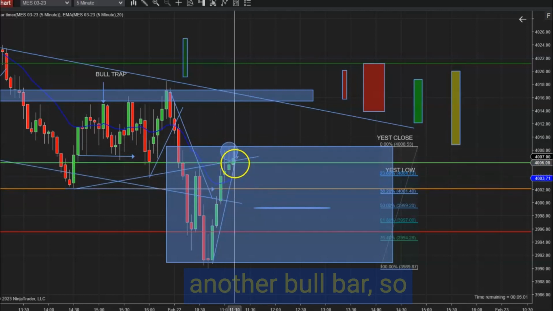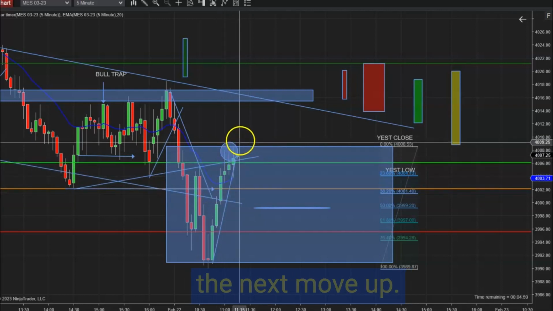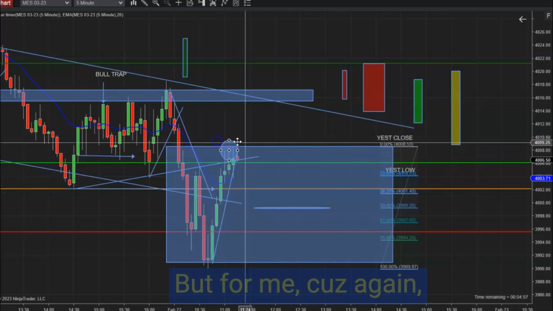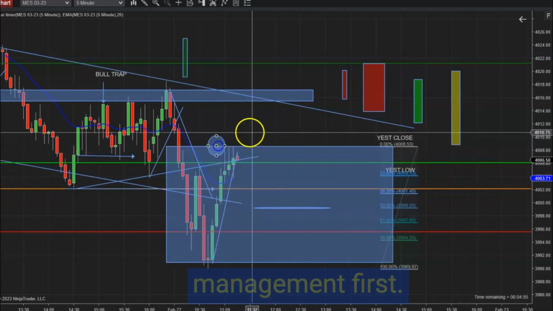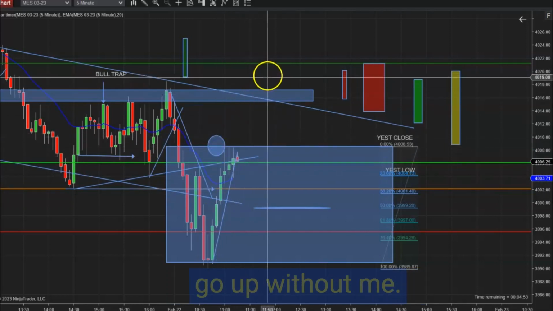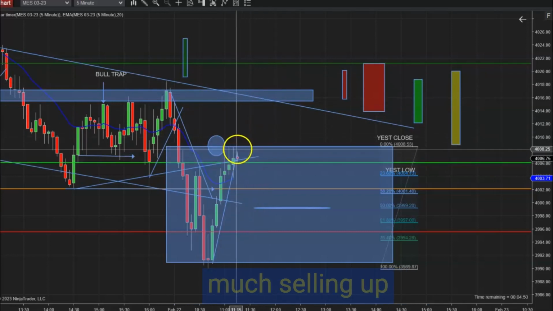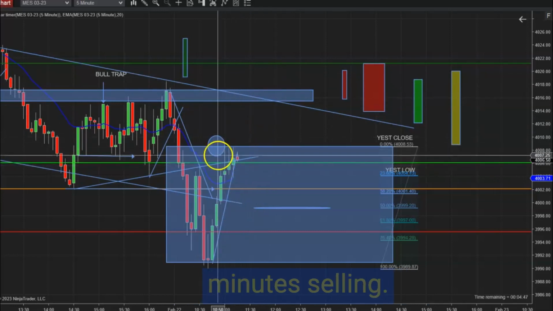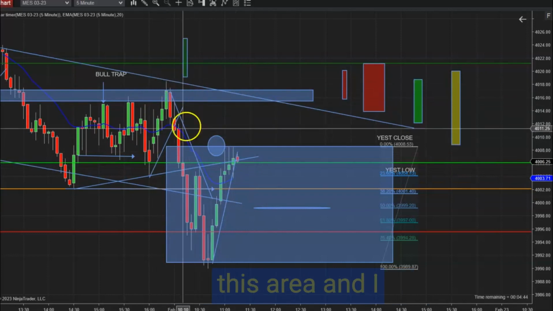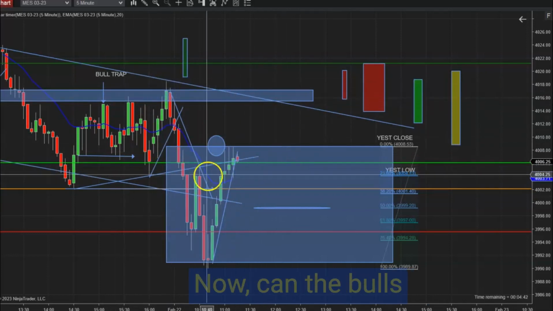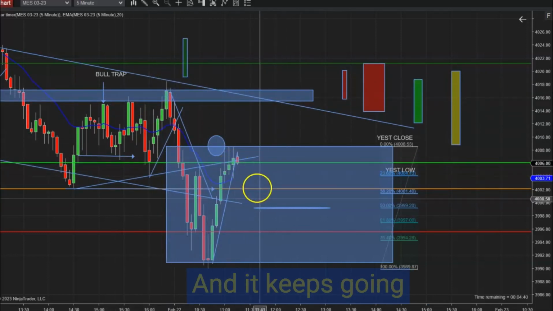But it looks like we're going to print another bull bar. So this could just be a consolidation for the next move up. But for me, because I'm always after risk management first, if this goes up, it's probably going to go up without me, because I'm just seeing too much selling up here over 15, 20 minutes. They keep rejecting this area, and I understand why. There's resistance. Now, can the bulls overcome that and it keeps going up?